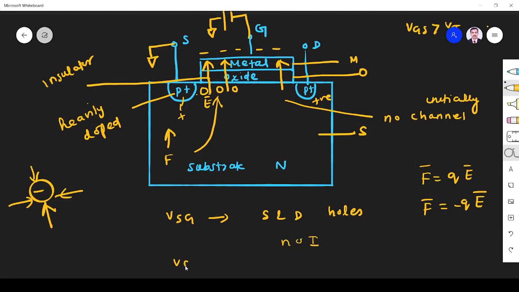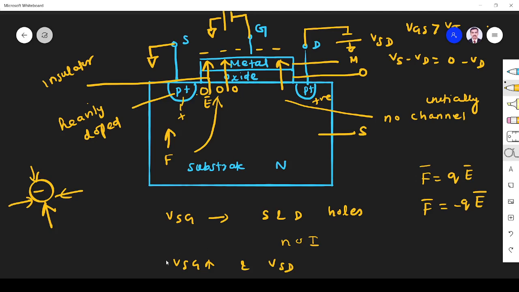When you increase VSG and apply VSD, negative VD. When you apply negative VD, I write it as VSD because the source is ground, so it is VS minus VD, 0 minus VD. So minus VD I can simply write as VSD. So when I apply this, what will happen? Then the potential difference exists between source and drain.